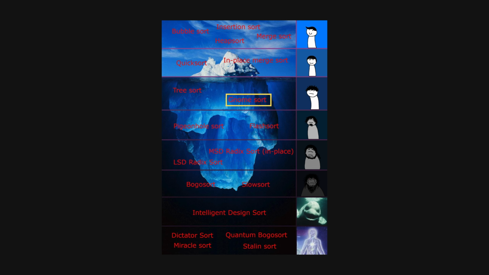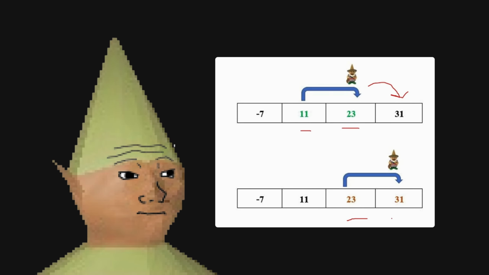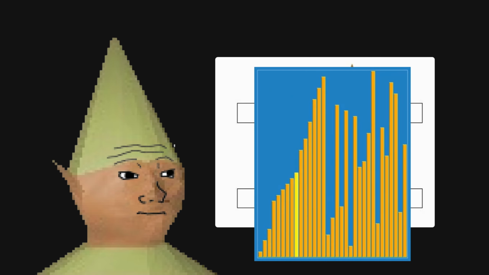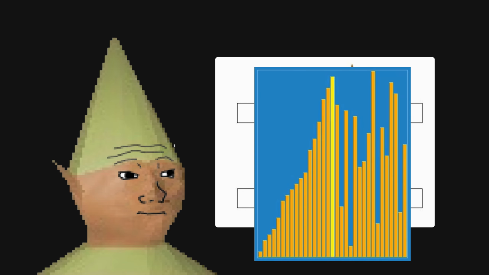Gnome sort is like the forgetful gardener who keeps walking back and forth fixing mistakes. It goes through the list, and if two elements are out of order, it swaps them and goes back a step, like a gnome fixing misplaced flowers. It's slow but stubbornly simple.